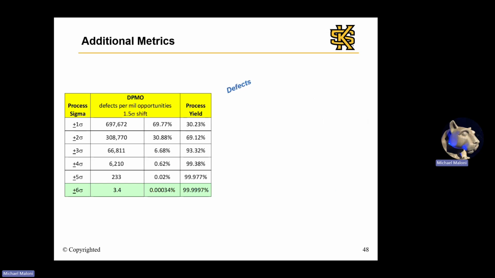The next metric is the related idea of DPMO, defects per million opportunities. And DPMO is calculated as the number of defects in the sample divided by the number of opportunities in the sample, then multiplied by 1 million to get the million opportunities part.